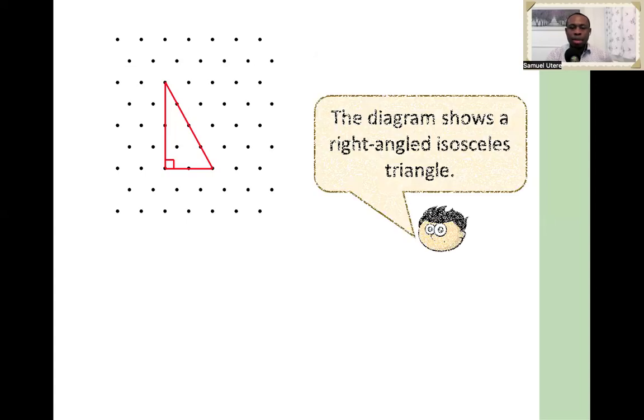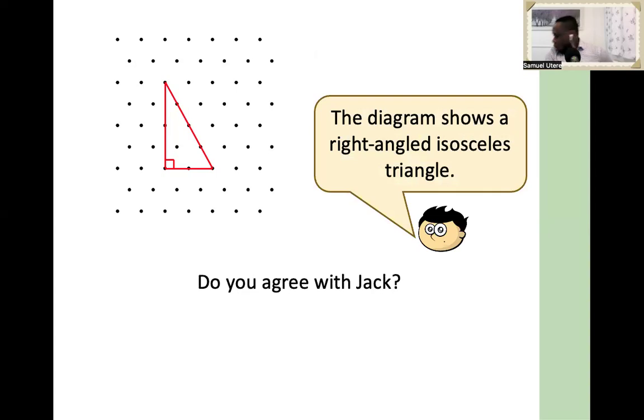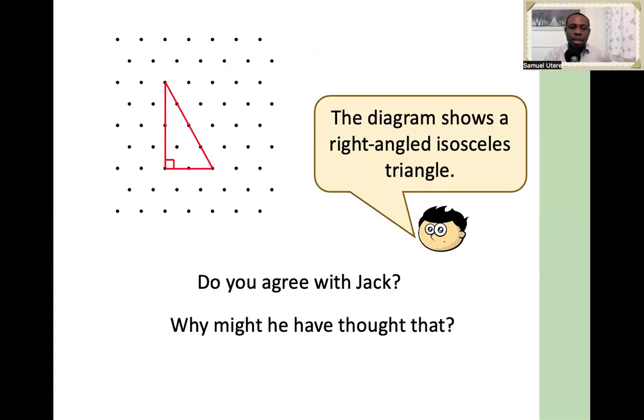Now, sometimes we can draw triangles on what we call isometric paper. Here is what Jack says. Jack says the diagram shows a right-angled isosceles triangle. Do you agree with Jack? Of course, we wouldn't. Why? Maybe Jack was thinking about the spaces between the dots.